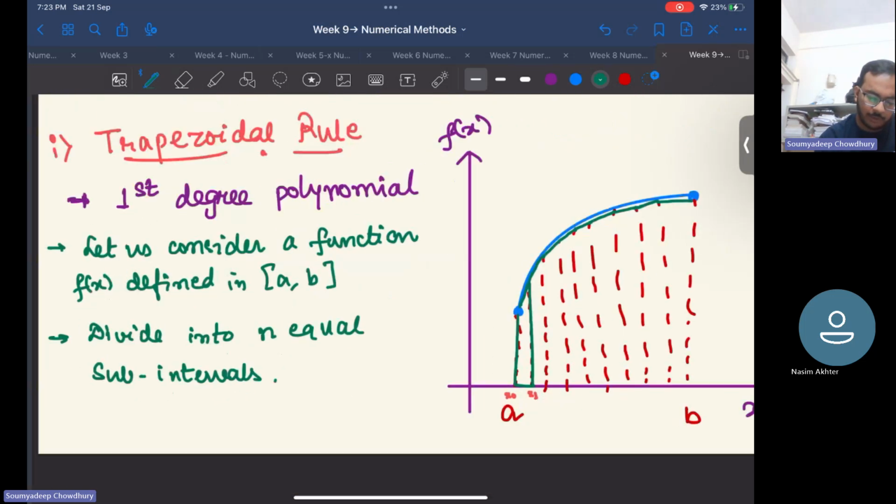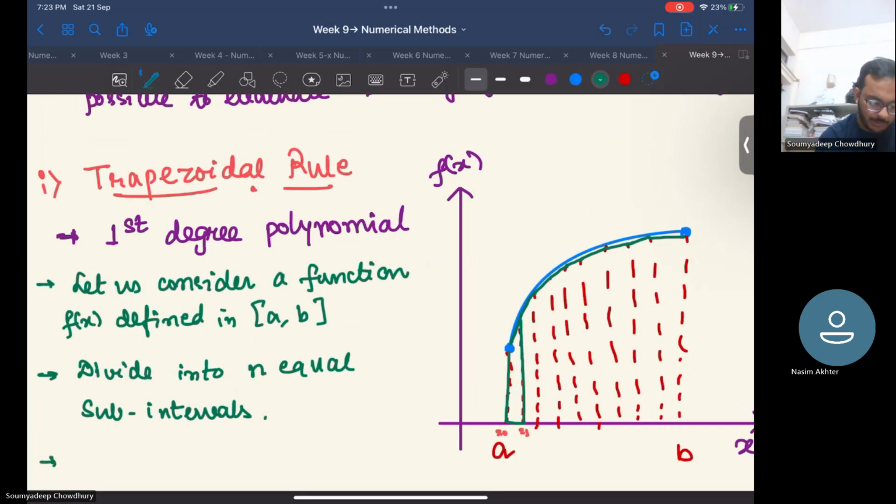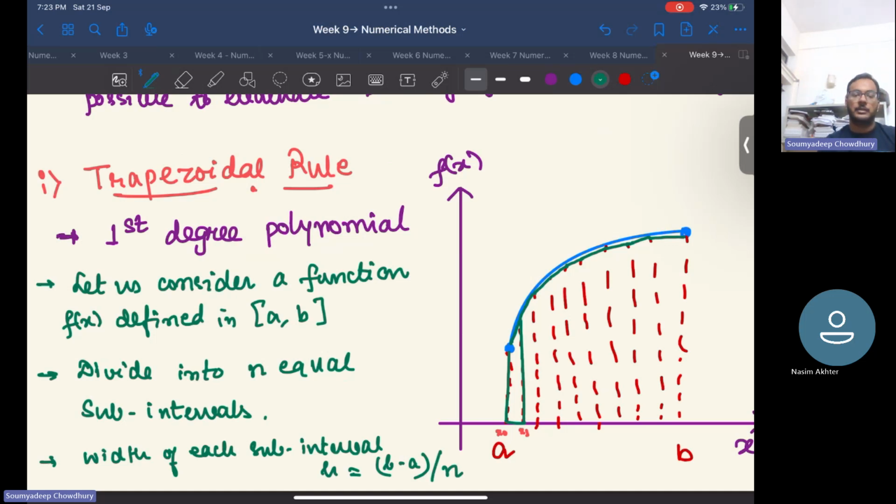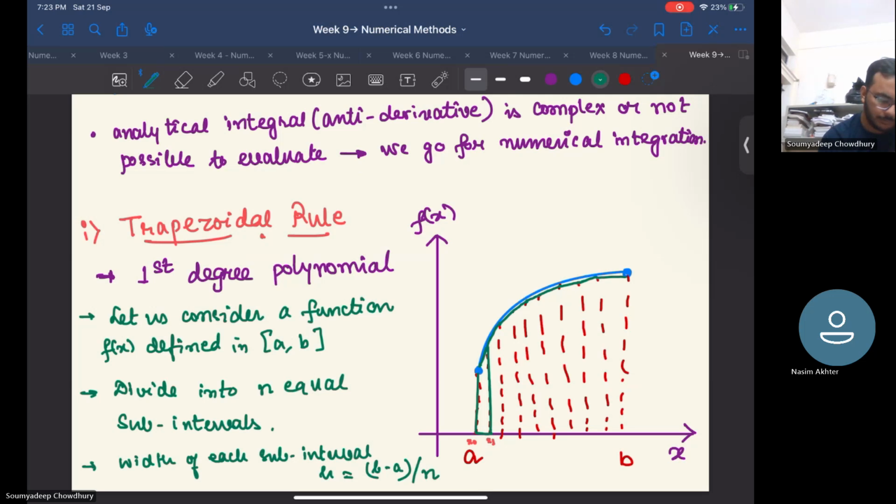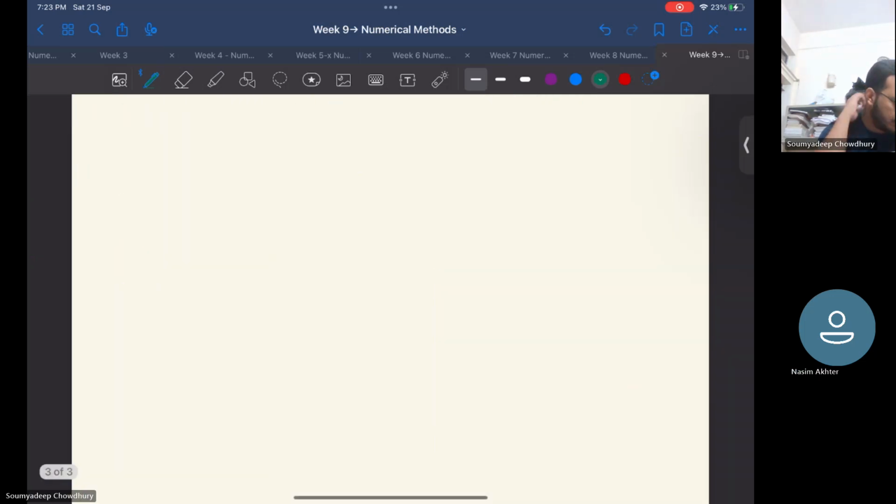So what will be the width of each of the subintervals? The width of each subinterval, I'm taking it as h. So what will be h? There are n intervals and the distance is b minus a, right? So basically it will be b minus a upon n. That is the width of each interval. Clear?